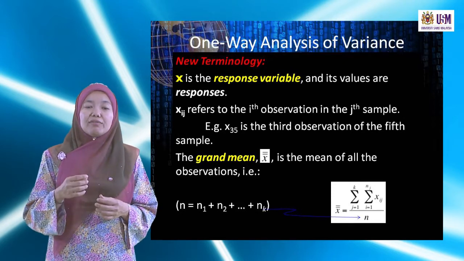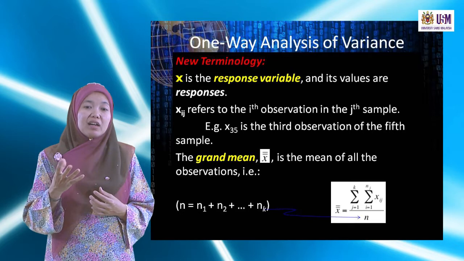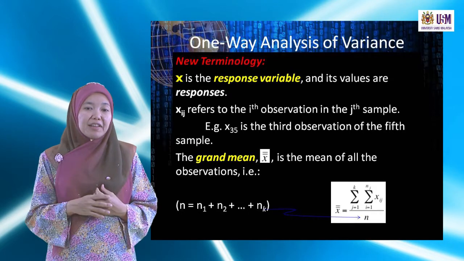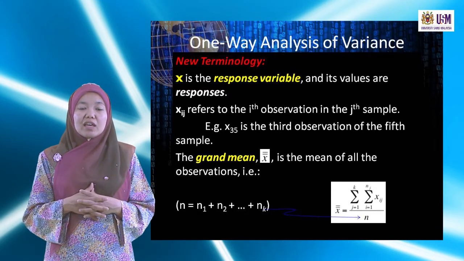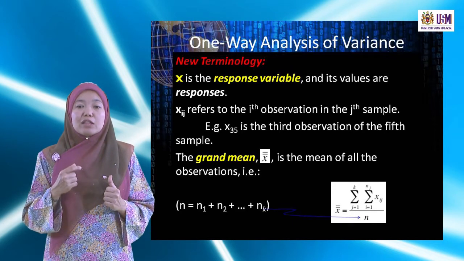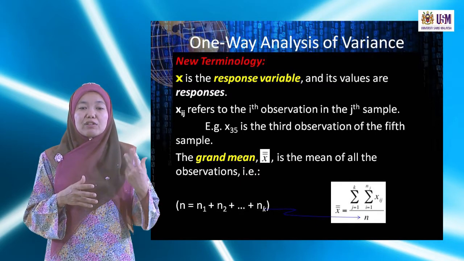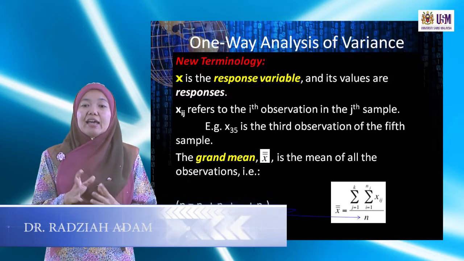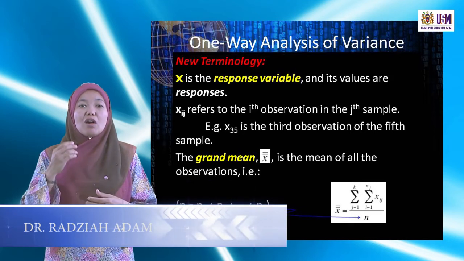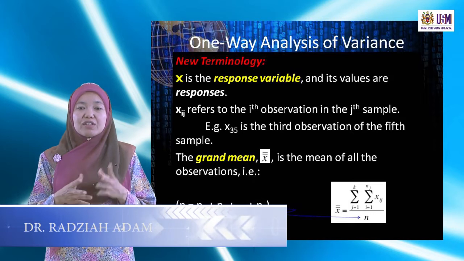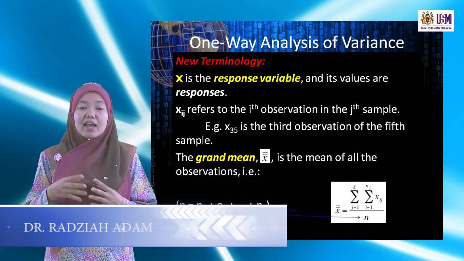Then we have a new terminology, specifically the grand mean. The grand mean is X bar with an extra bar, so you have X double bar there. The grand mean, or X double bar, is the mean of all observations. If you look at the formula below, you have a certain sample which is made up of the different groups or populations, population 1 up to population number k. You sum each and every item or response in each group, add them up, and divide by the total number of items. That will give you the grand mean, X double bar.